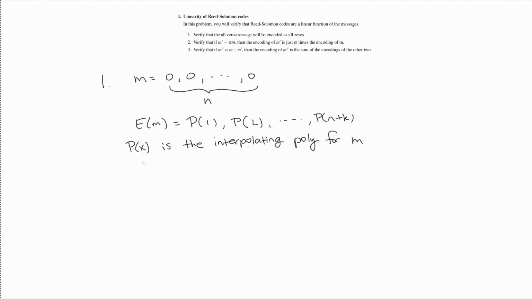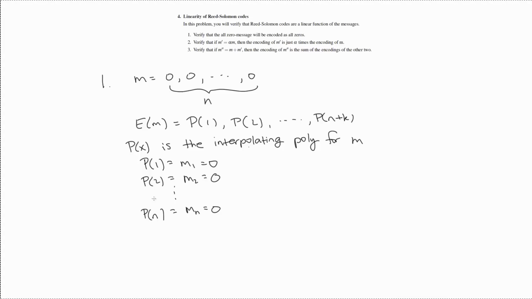Now what this means is that p of 1 is equal to m1, which is 0. P of 2 is equal to m2, which is also 0 in this case, all the way up to p of n, which is equal to mn, which is 0 for the zero message.